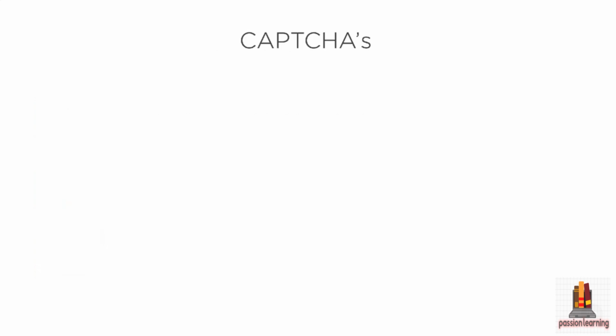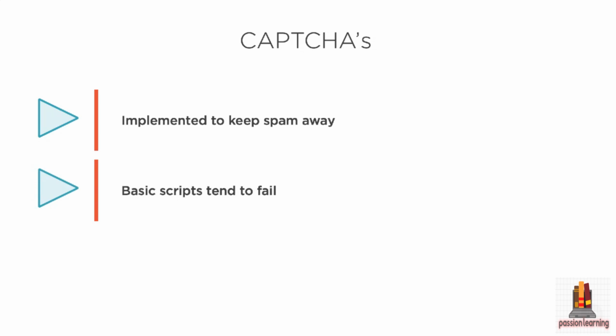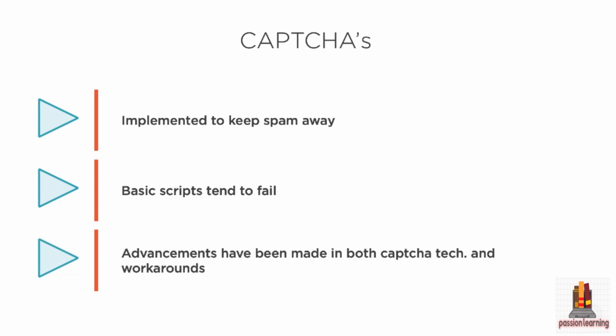CAPTCHAs, completely automated public Turing tests to tell computers and humans apart, have been implemented to do just that, differentiating between computers and humans and consequently keeping spam away. In the presence of CAPTCHAs, basic scraping scripts tend to fail. However, advancements have been made into getting around these, although the same can be said for CAPTCHAs as well. Although the technology to overcome CAPTCHAs can be implemented, they could still slow down the scraping process quite a bit.